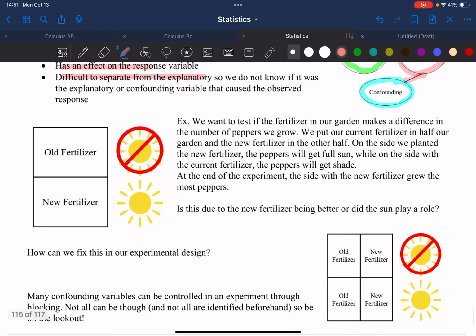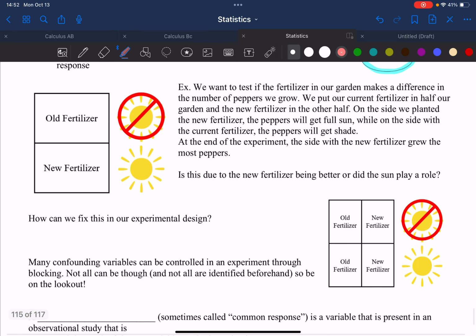So in the example, it says we want to test if the fertilizer in our garden makes a difference in the number of peppers we grow. We put our current fertilizer in half of our garden and the new fertilizer in the other half. On the side we planted the new fertilizer, the peppers will get full sun, while on the other side with the current fertilizer, the peppers will get shade. At the end of the experiment, the side with the new fertilizer grew the most peppers. It says, is this due to the new fertilizer being better, or did the sun play a role? Well, we aren't sure. We're not able to tell.